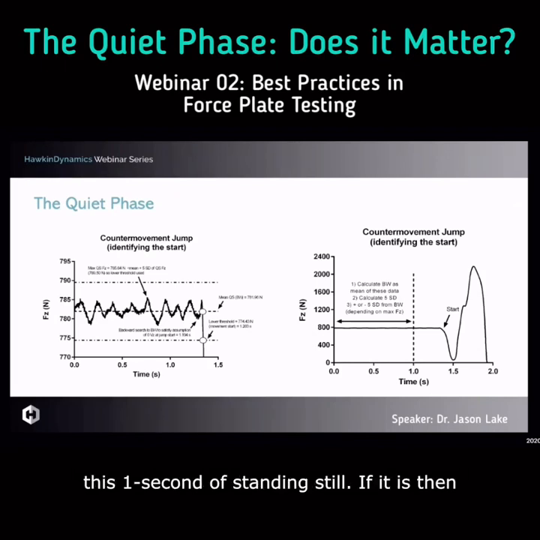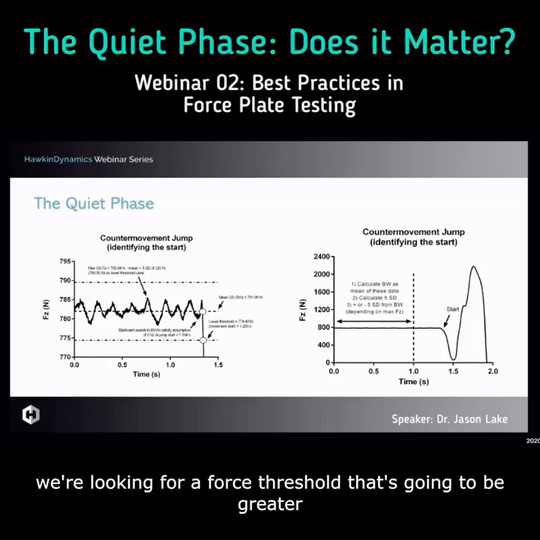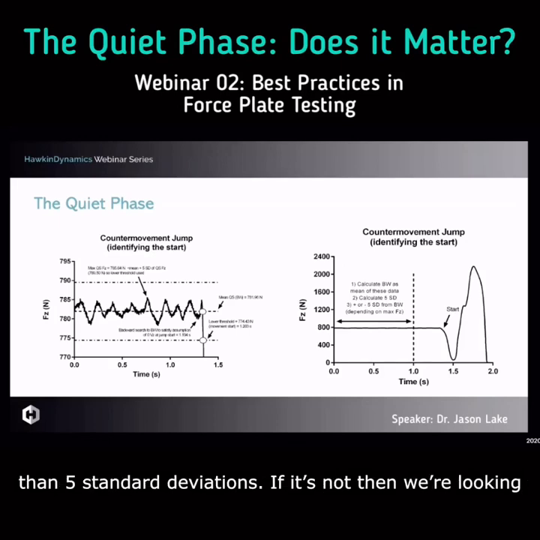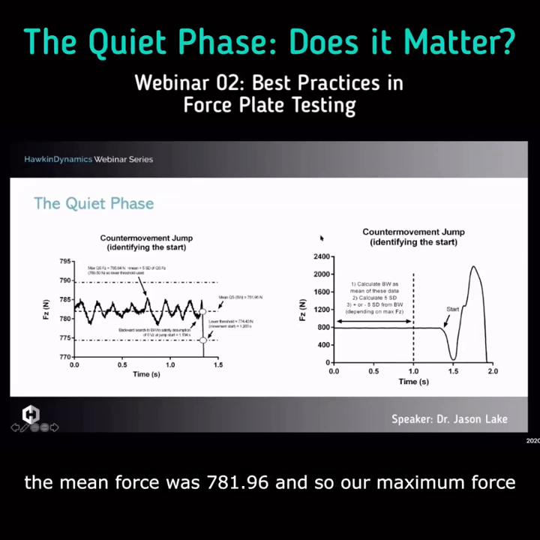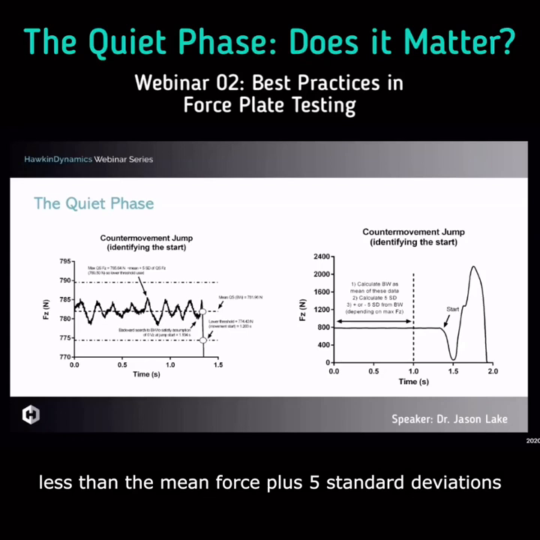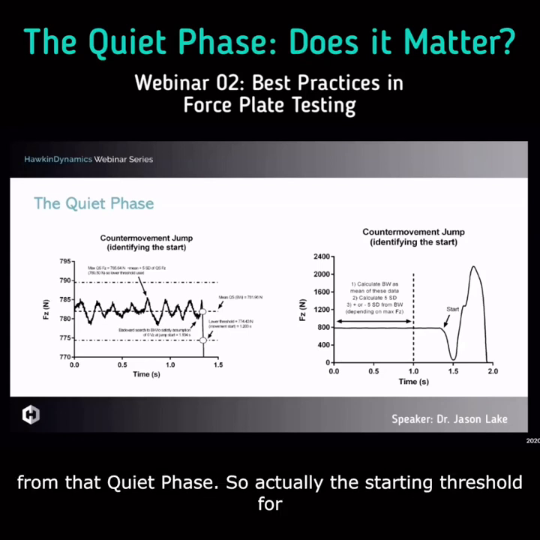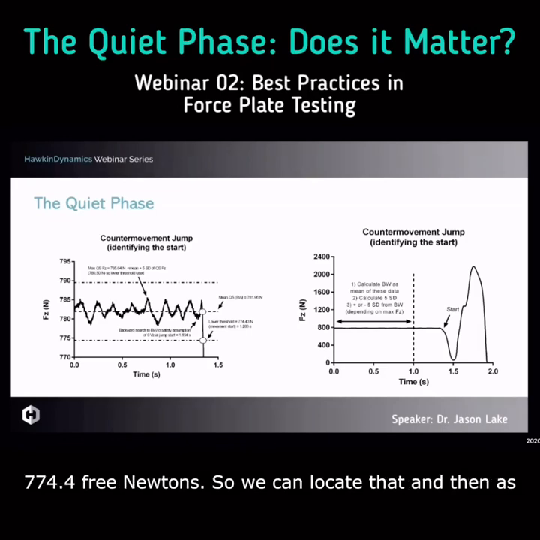If it is, then we're looking for a force threshold that's going to be greater than 5 standard deviations. If it's not, then we're looking for a threshold that's going to be less than 5 standard deviations of that mean force. And so if we look here for this example, you can see on the left that the mean force was 781.96 newtons, and so our maximum force was less than the mean force plus 5 standard deviations from that quiet phase. So actually, the starting threshold was 774.43 newtons.